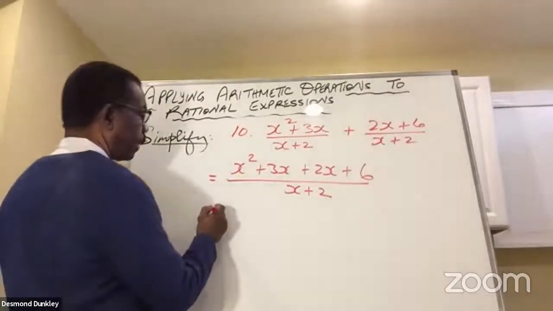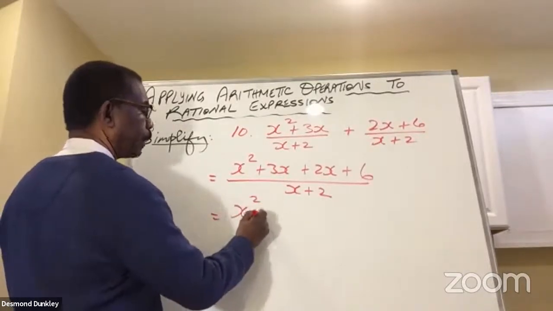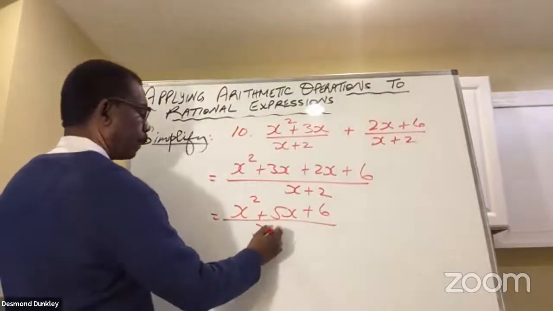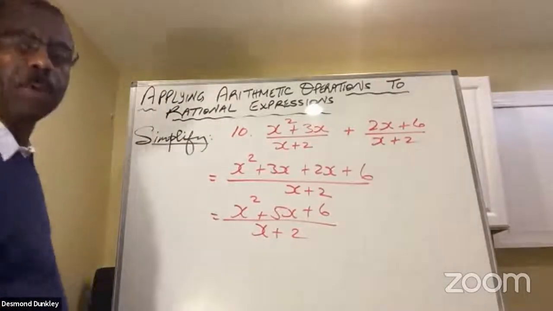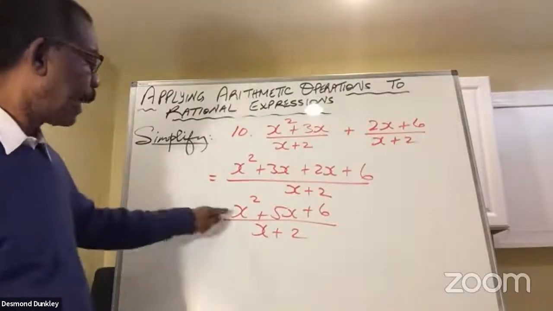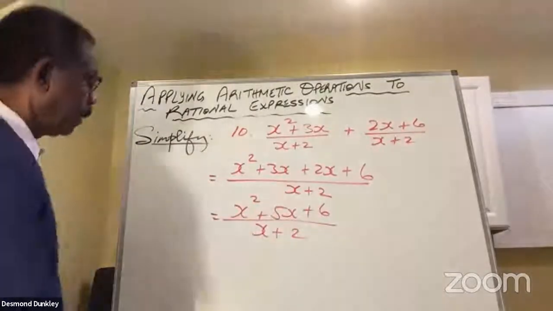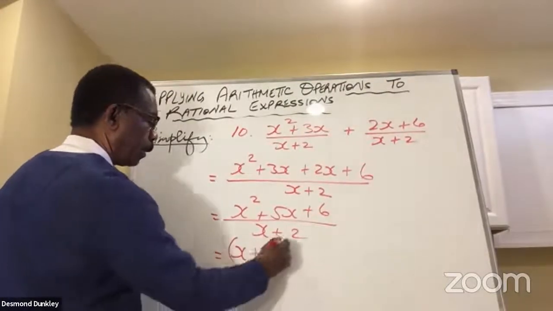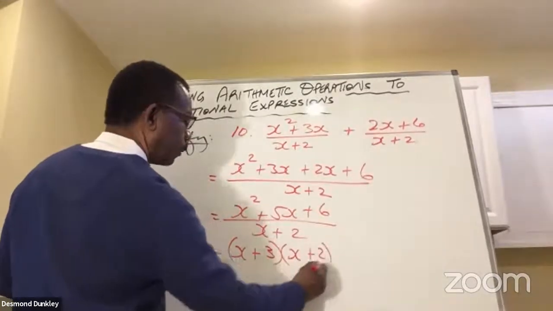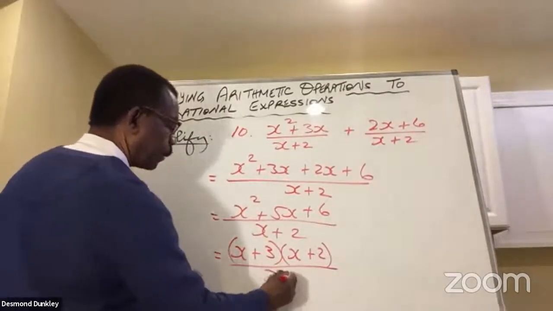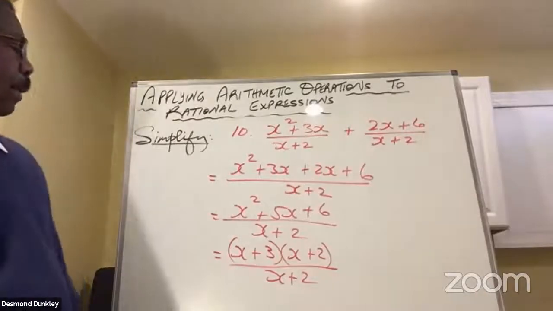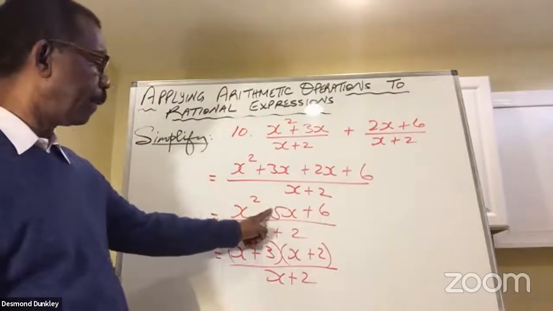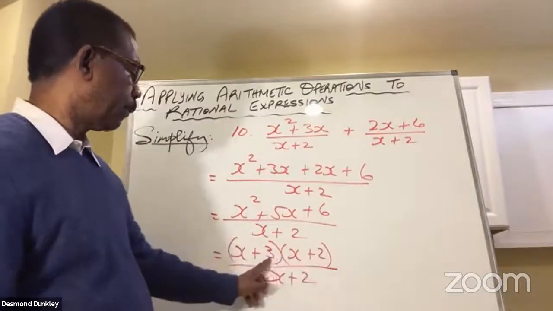So now we end up with x squared plus 5x plus 6 over x plus 2. And if you're looking carefully, you will notice that the top can be factorized. We will end up with x plus 3 times x plus 2, all over x plus 2. How do I know that? Because you need two numbers multiplied to give you 6 and add to give you 5. 3 times 2 is 6, 3 plus 2 is 5.